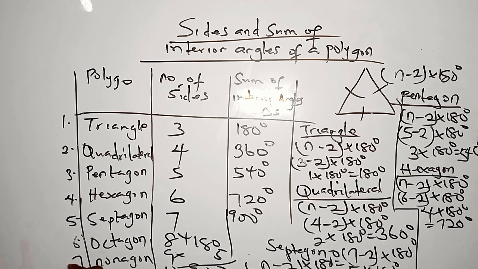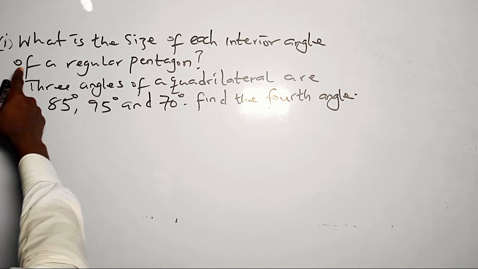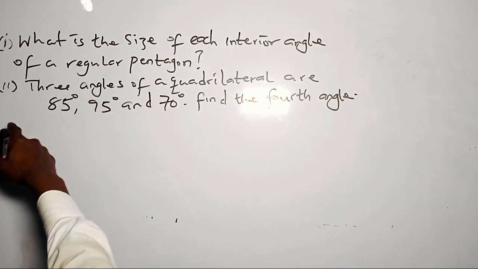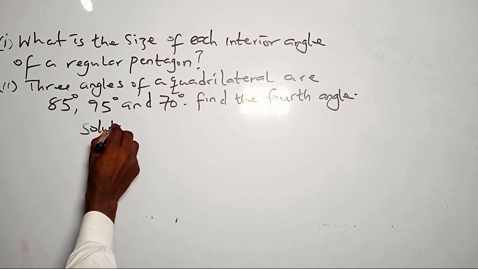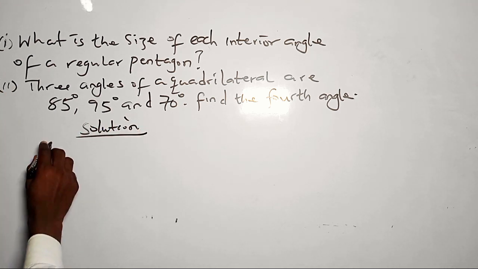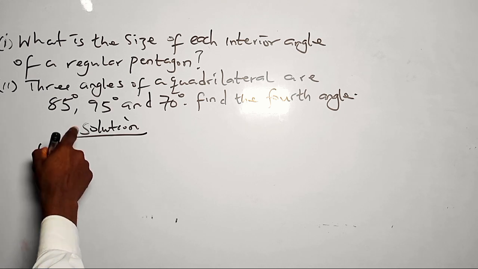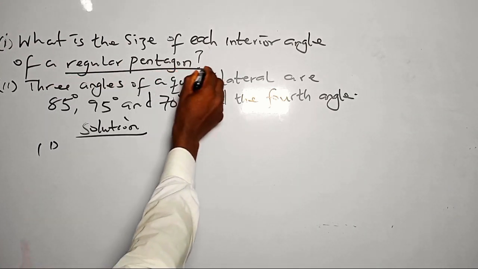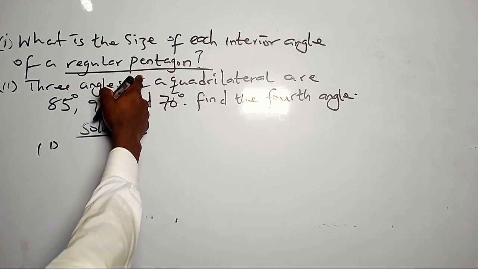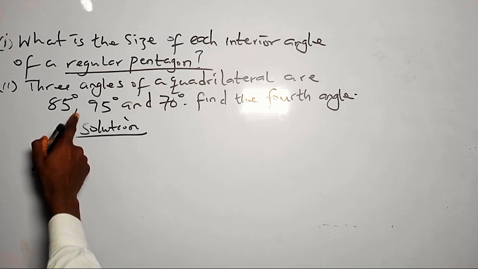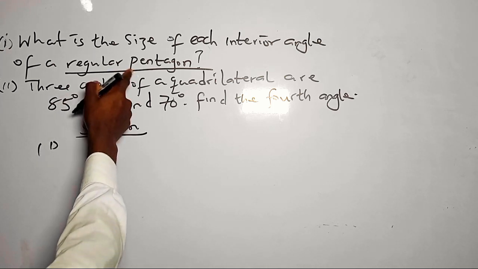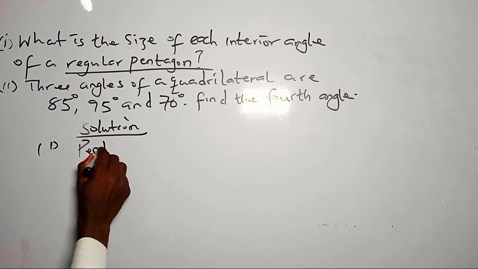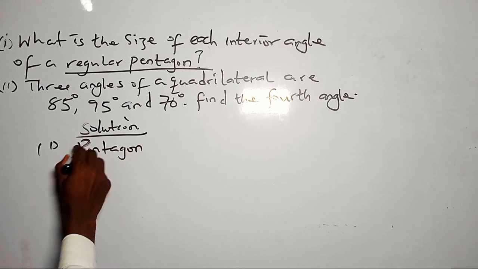So let's also look at this example. We have a question that says, what is the size of each interior angle of a regular pentagon? Solution. For the first question, we have to determine the size of each interior angle of a regular pentagon. We know that a pentagon is a 5-sided shape. So how do we go about this? The first thing we do is determine the total sum of angles of a pentagon.